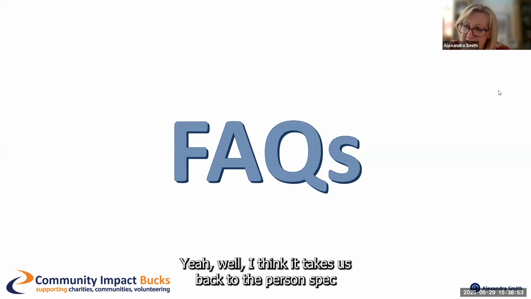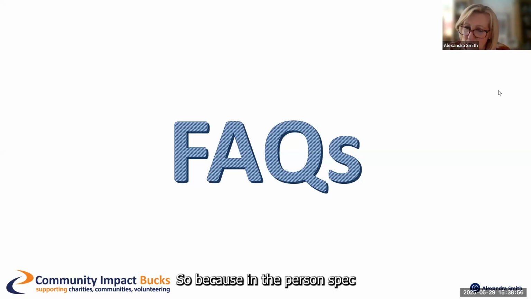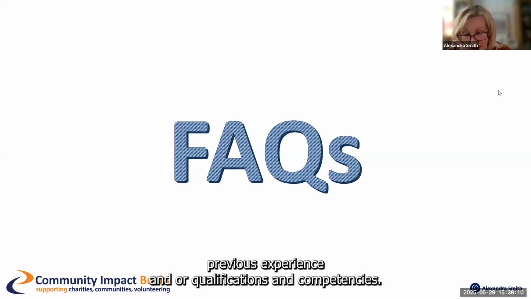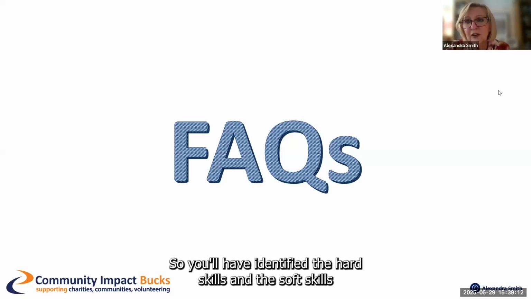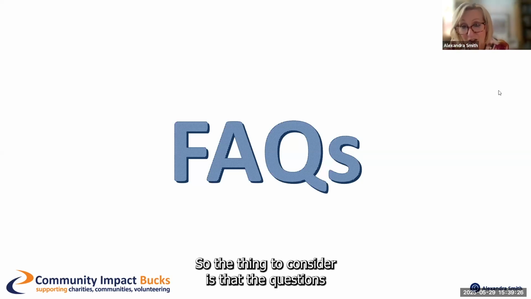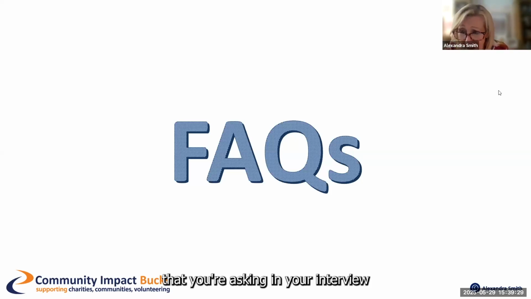Yeah. Well, I think that it takes us back to the person spec, Cheryl, because in the person spec, you will have identified the attainments, which are skills, knowledge, previous experience, and or qualifications, and competencies. So you'll have identified the hard skills and the soft skills in your person spec that you will have mentioned in your advert. So the thing to consider is that the questions that you're asking in your interview relate to what the person has read.